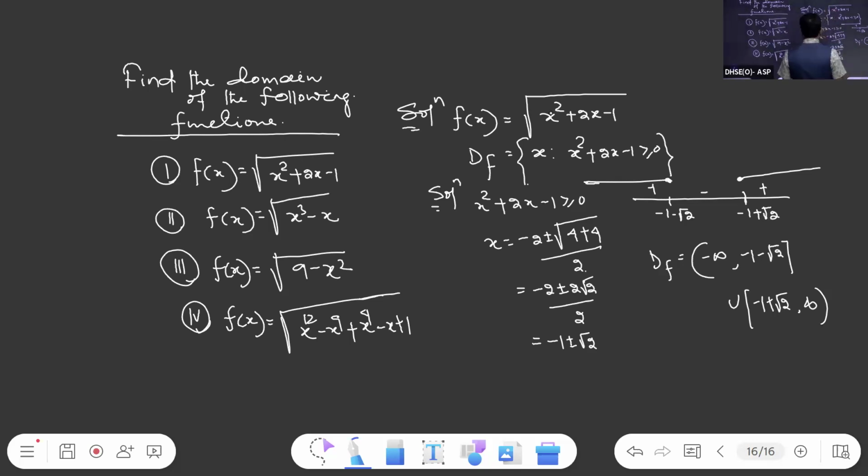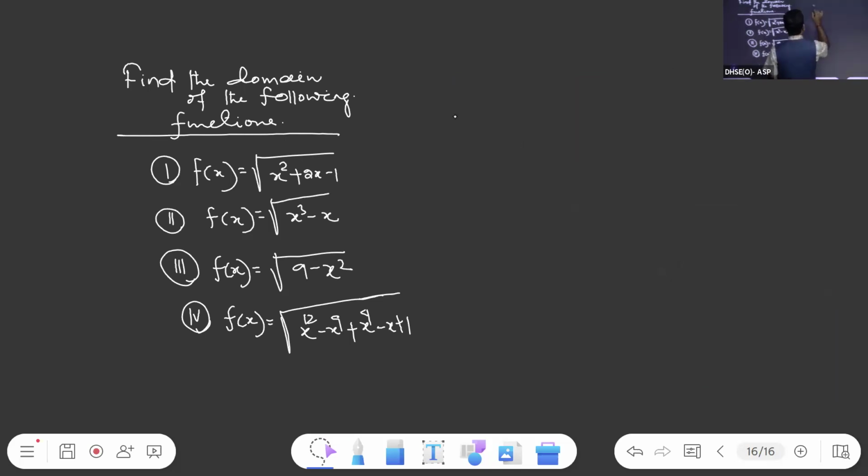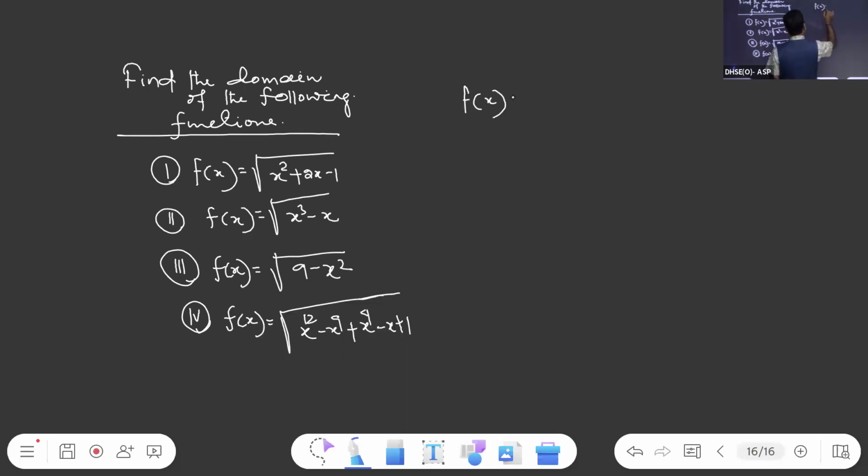Come to question number 2. f of x is equal to square root of x cube minus x. So the domain of the function is the set of values of x for which the function is defined. The expression x cube minus x is under an even root. For the function to be defined, the expression under the even root should be greater or equal to 0.